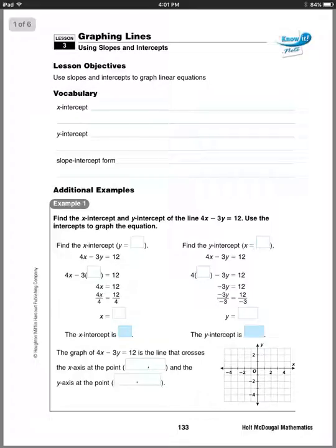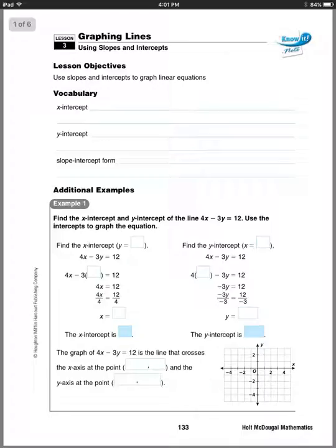Slope-intercept form is a linear equation written in the form y equals mx plus b, where m represents the slope and b represents the y-intercept. So, find the x-intercept and y-intercept of the line 4x minus 3y equals 12. Use the intercepts to graph the equation.